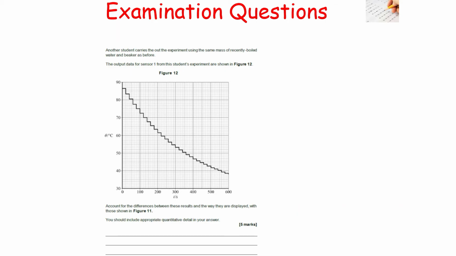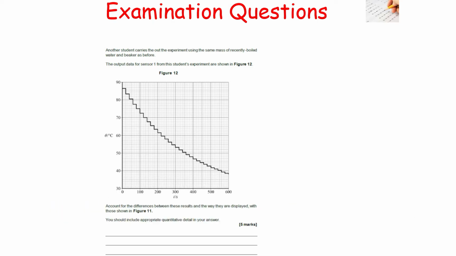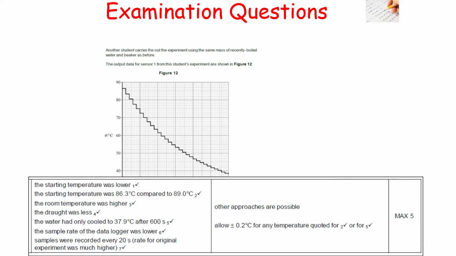Right, so how do you answer this particular question? Well, it's looking at how it was different to our previous graph. So you're looking at the graph in the previous question, and you're looking at this graph, and you're going to just talk about the differences. Like it says in the question, it wants quantitative data, so give numerical values. Let's look at the two graphs and how they're different. Firstly, the starting temperature is lower. In this one it is 86, whilst in the previous one it was 89 degrees. It also indicates that it's levelling off at the room temperature, and here it's levelling off at about 37.9 degrees.